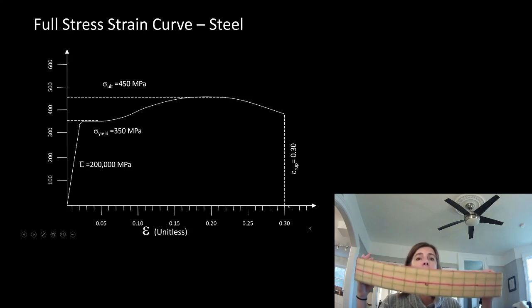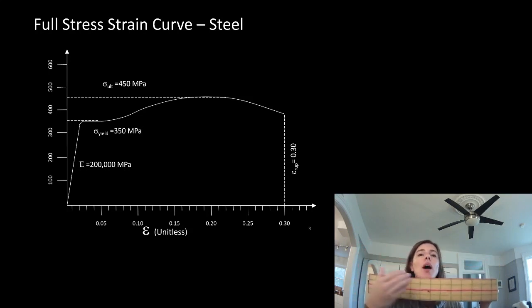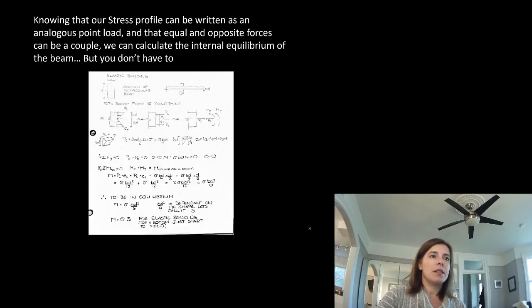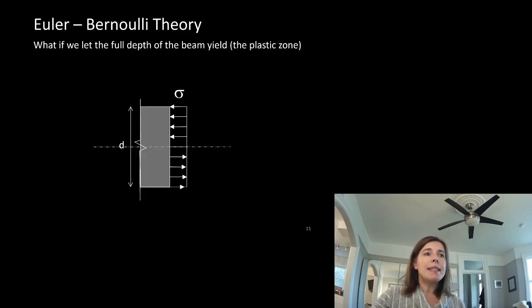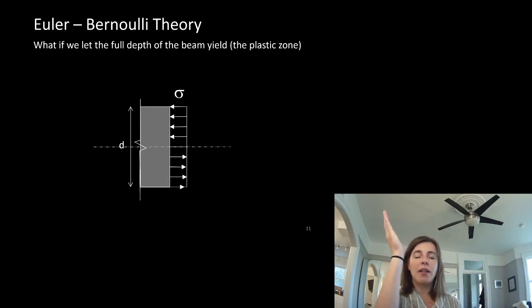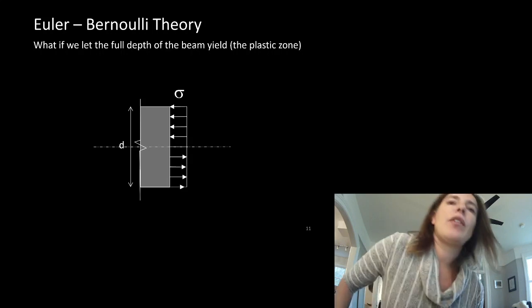So if we say that we'll let the top and bottom start to yield just a little bit, we'll let that yielding go all the way down to the neutral axes. So it can't take any more force, but it can start to yield. So instead of the stress at yielding being limited to the top and bottom, we let that stress profile come all the way down to the neutral axes. So instead of being triangular, it's rectangular.